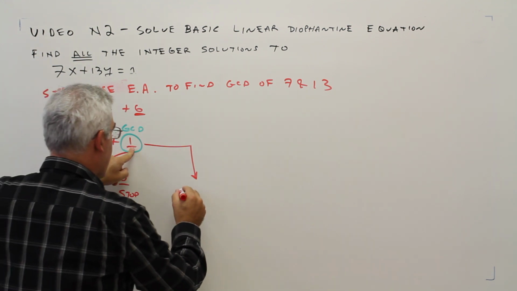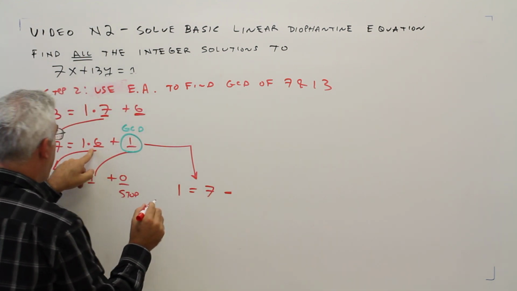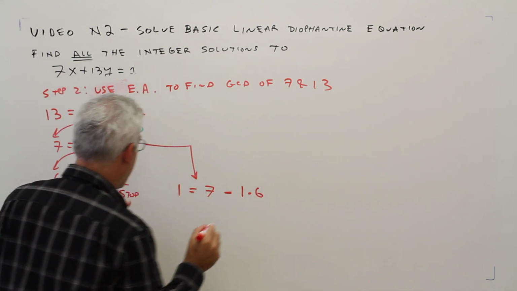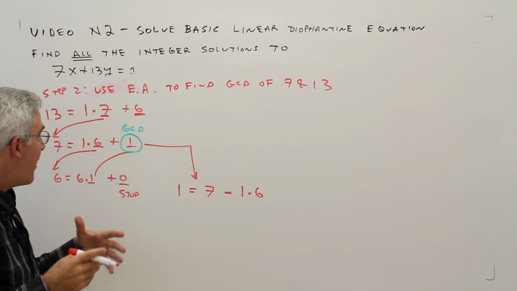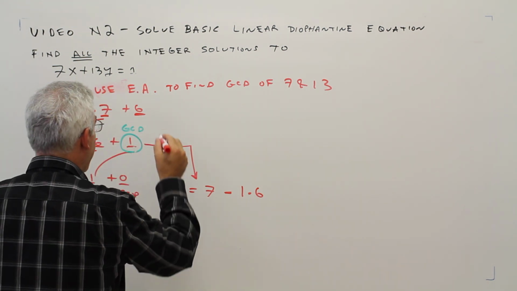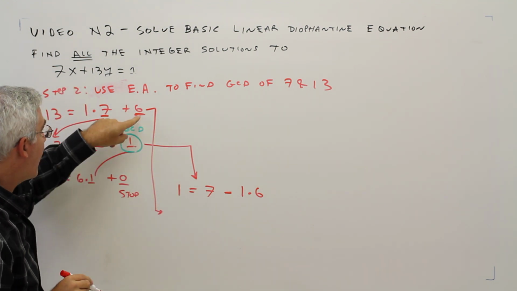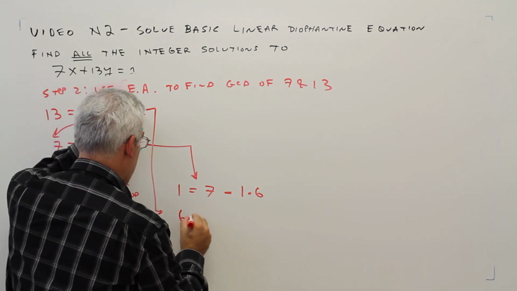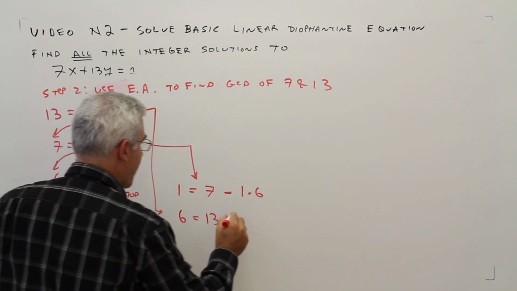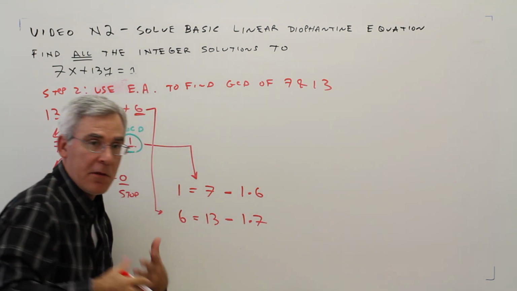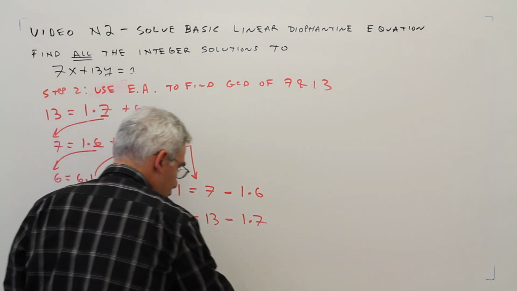So 1 equals 7 minus 1 times 6. All I did is I got that GCD by itself. And then go the step above and again solve for the right-hand side. 6 equals 13 minus 1 times 7. So that's how I'm going to generate these two equations. Then I'm going to use substitution.